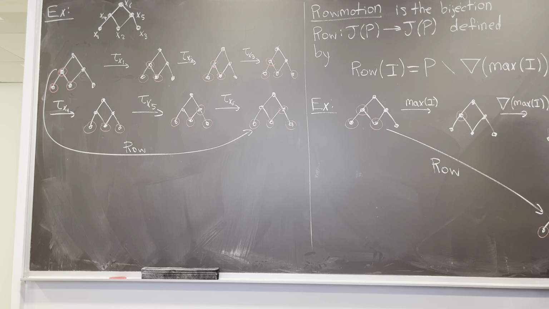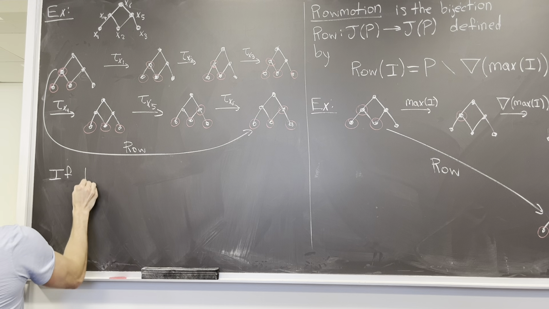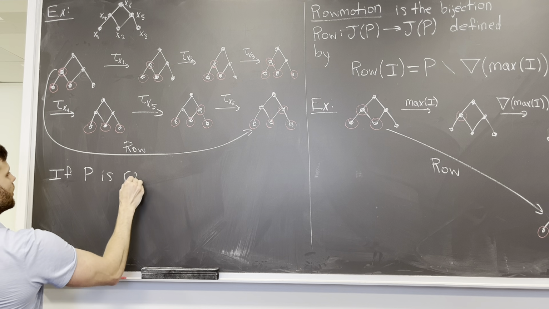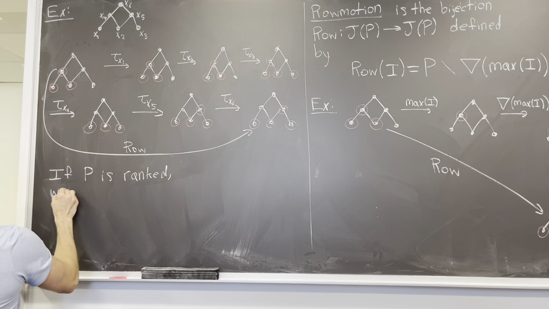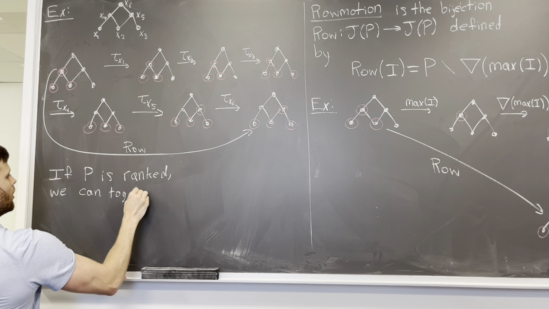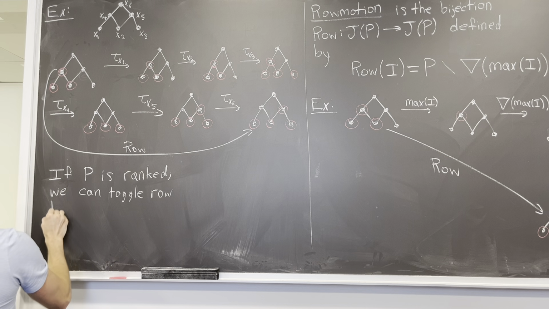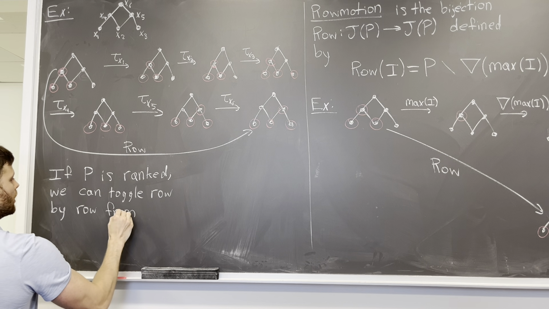Okay. So maybe I'll just write down: if P is ranked, we can toggle row by row, from top to bottom, or from bottom to top.